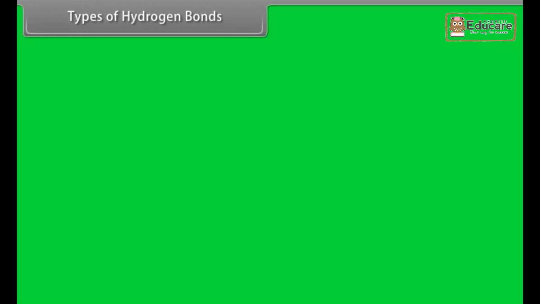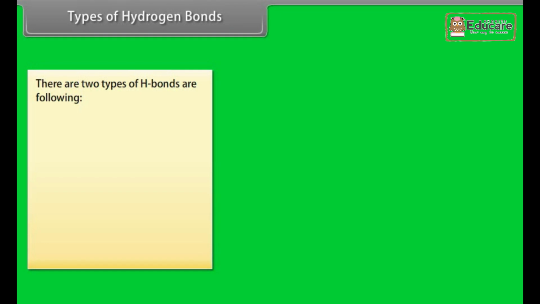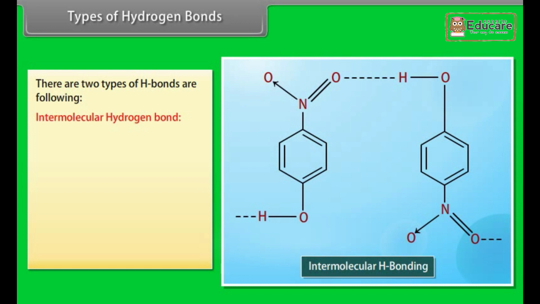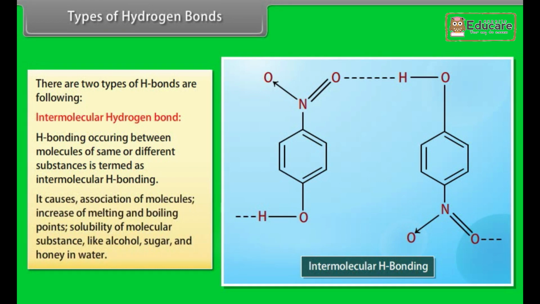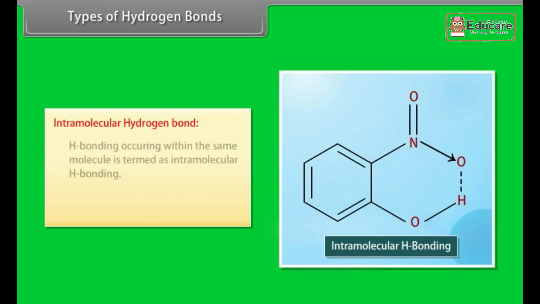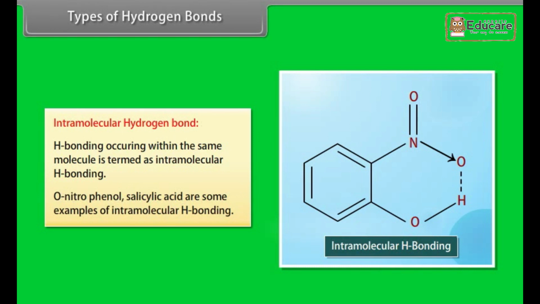Types of hydrogen bonds. There are two types of hydrogen bonds as follows. Intermolecular hydrogen bond. Hydrogen bonding occurring between molecules of the same or different substances is termed intermolecular hydrogen bonding. It causes association of molecules, increase in melting and boiling points, and solubility of molecular substances like alcohol, sugar and honey in water. Intramolecular hydrogen bond. Hydrogen bonding occurring within the same molecule is termed intramolecular hydrogen bonding. O-nitrophenol and salicylic acid are some examples of intramolecular hydrogen bonding.